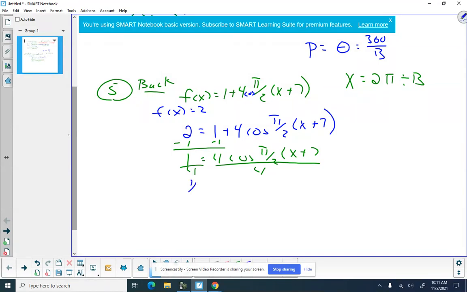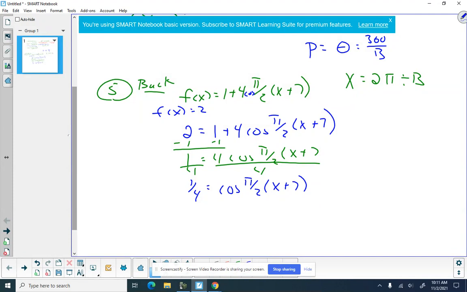So we have 1/4 is equal to the cosine of pi over 2 x plus 7. Those steps are going to be identical each and every time. Take your constant over, divide by your coefficient. Okay, next step, we have to get rid of cosine.